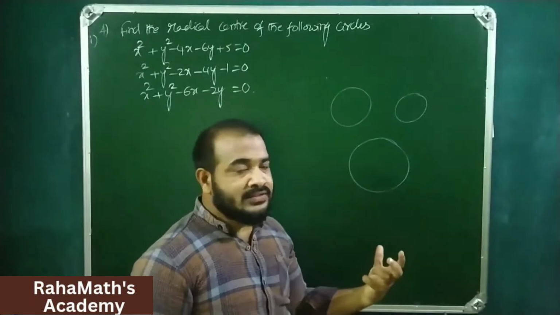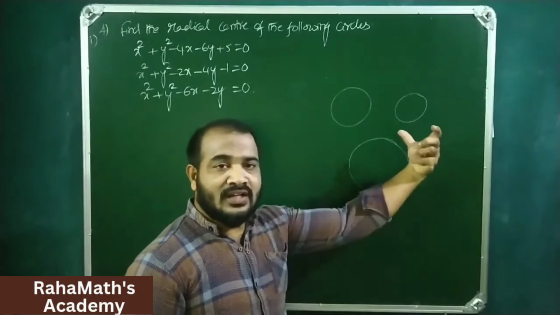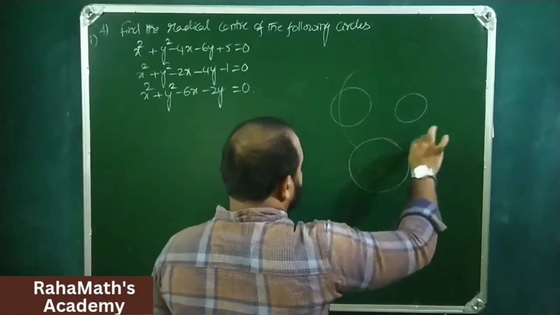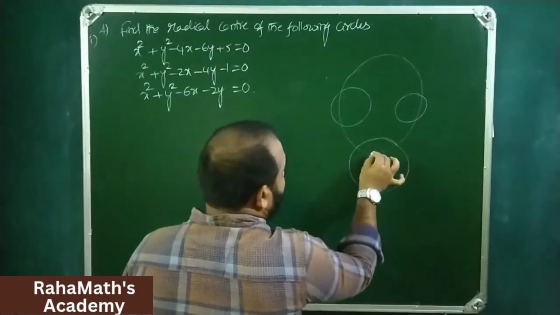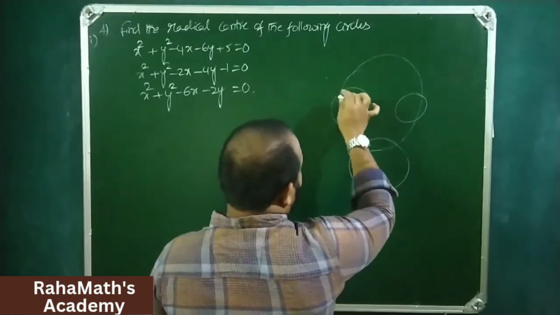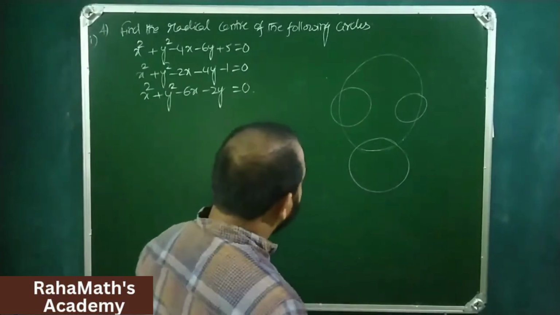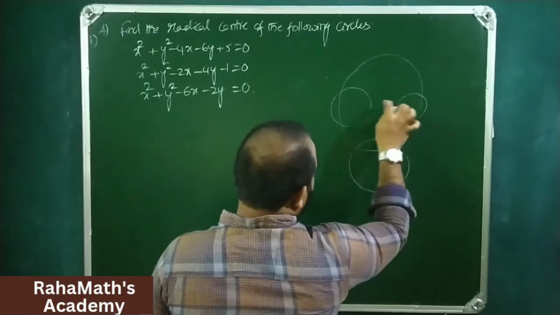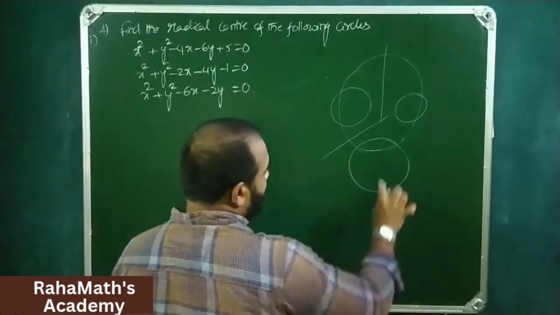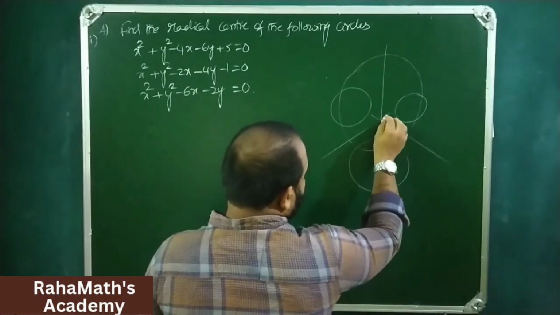But theoretically, it means the required circle cuts the 3 individual circles at right angles. So, for example, this is the circle. This circle cuts all these 3 circles orthogonally. That means the tangent drawn to these 2 circles is at 90 degrees. Likewise, the radical axis of these 2 circles is this. The radical axis of these 2 circles is this. And the radical axis of these 2 circles is this. So, all are intersecting at this point.